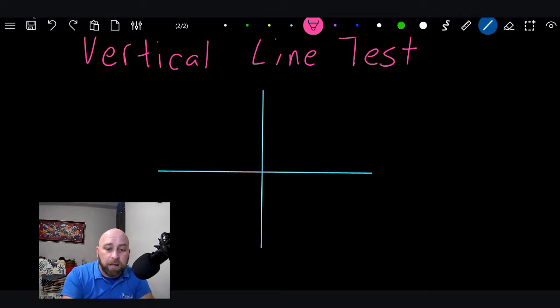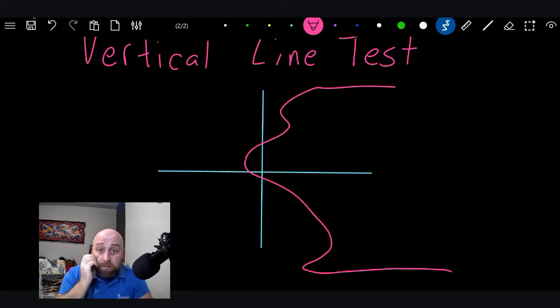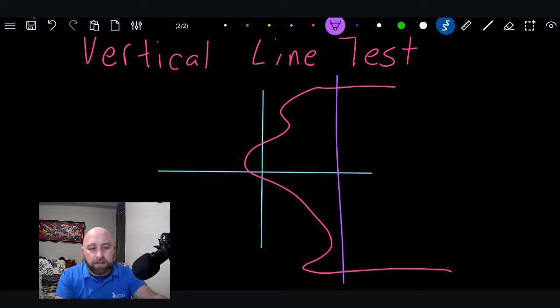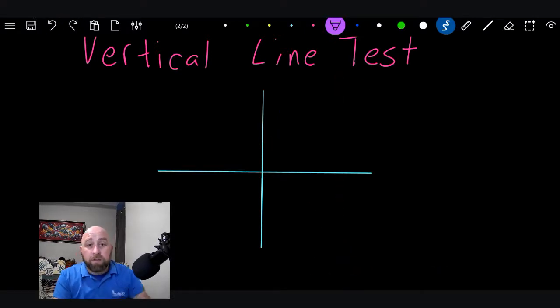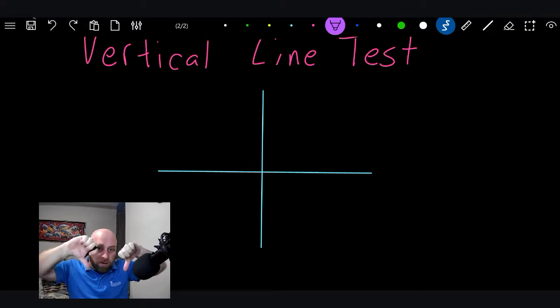But then you might have one that kind of goes something like this. Whatever the line does. Lines can do weird things on the graph. Well, yes, it touches it more than once. Okay? So that's the vertical line test. How many times does it touch the line? Once, function. Twice or more, no function.